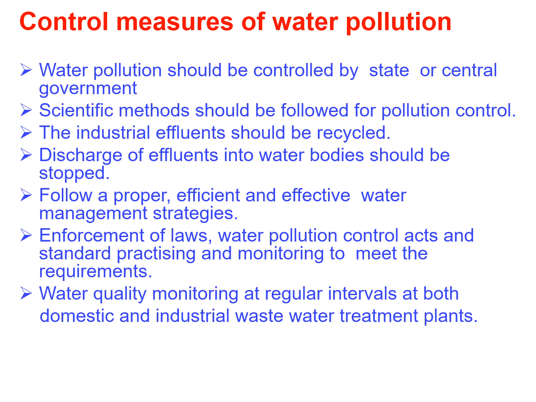The next is that the scientific method should be followed for pollution control. The industrial effluents should be recycled. We should not just dump our waste into the water. We should clean them, and then collect all this waste, so that we can process our waste in a scientific way, so that our environment is not polluted. The discharge of effluents into the water bodies should be stopped. We should not just discharge our waste into the water bodies.